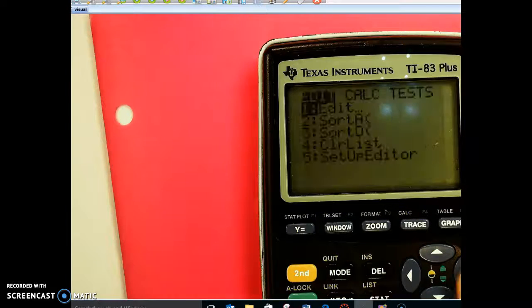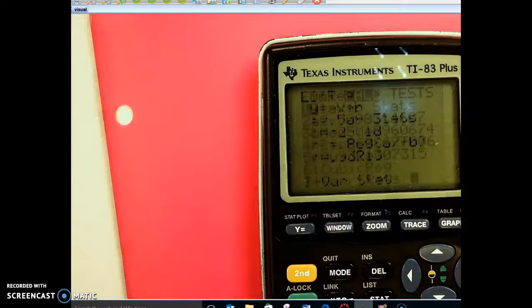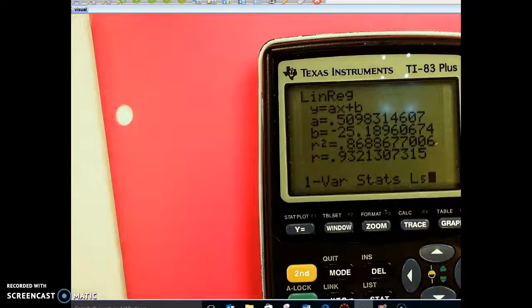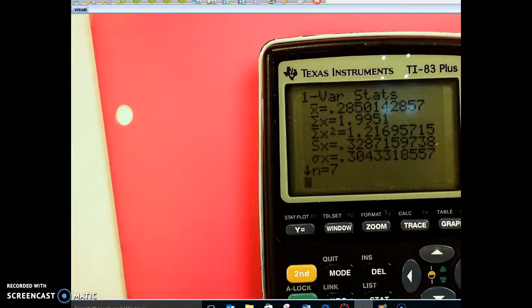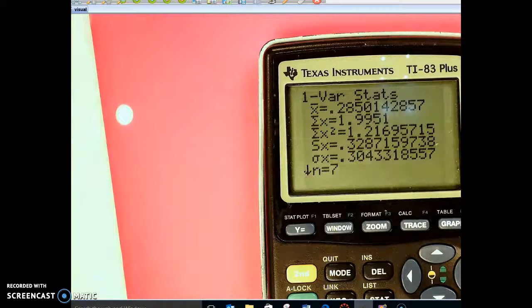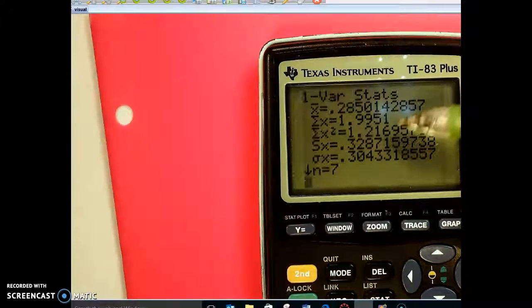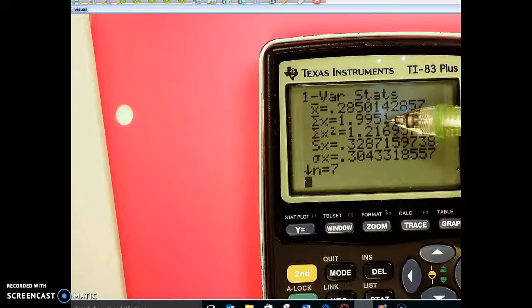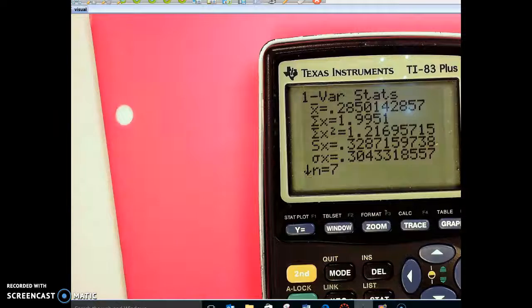We go to second calc. We're going to do the one variable stats on list 5. And we're looking for the sum of the x's. And I believe, again, the directions say round it to the nearest whole number, which in this case would be 2. Now, in the past few days, we also talked about an easier way to go about doing this.